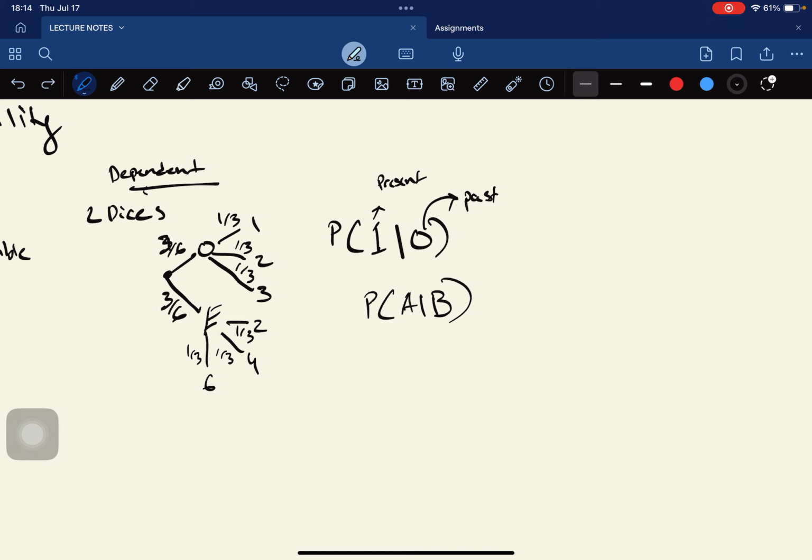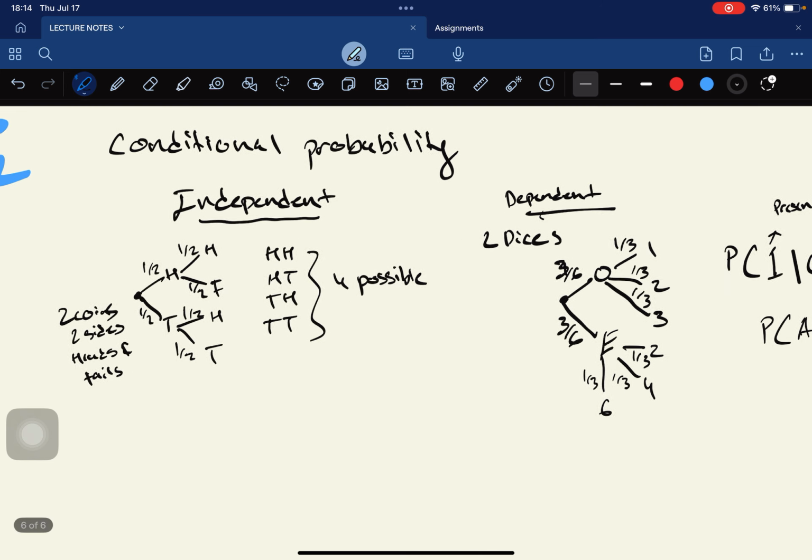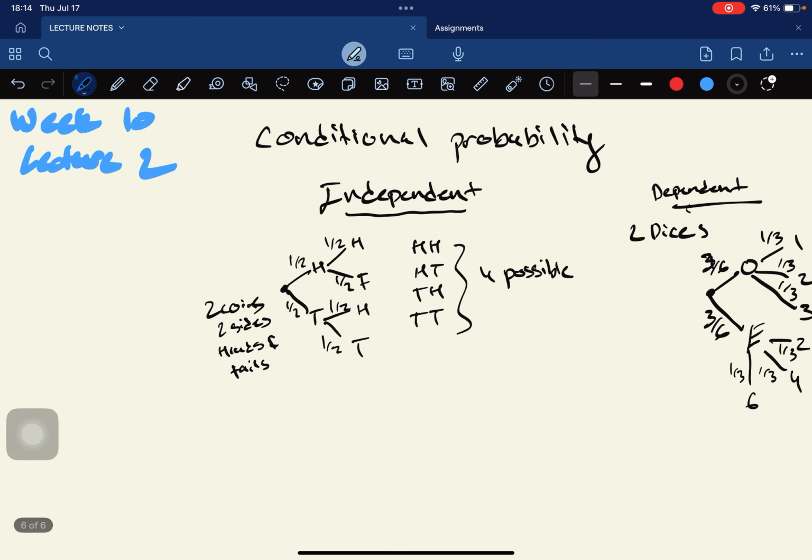And in terms of words, it would be the probability of event A given that B already happened. So just remember, this is dependent and this is independent. So that's it for the first part, and there's still more.